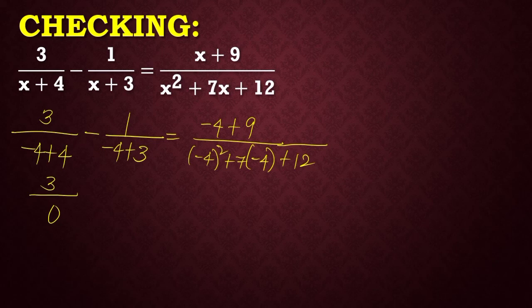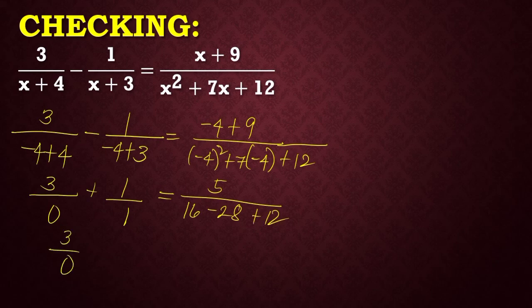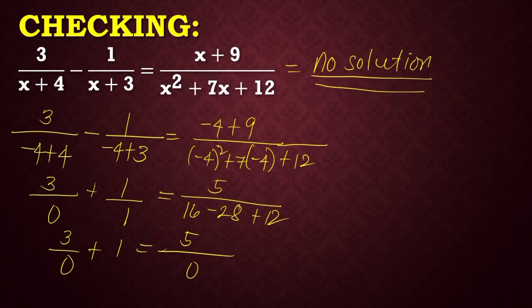So, pagpatuloy natin siya. So, negative 4 plus 3, that is negative 1. So, para mawala yung negative, ma-factor out siya, magiging plus 1 over 1, or pwedeng 1 lang, is equal to, ito, negative 4 plus 9, that is 5, over negative 4 squared, that is 16. 7 times negative 4, negative 28, plus 12. And then 3 over 0, 1 over 1, that is 1, equals 5. So, 16 minus 28 plus 12, that is 0. So, again, yung ating given equation, no solution siya. Kasi nakakuha tayo ng denominator na 0.